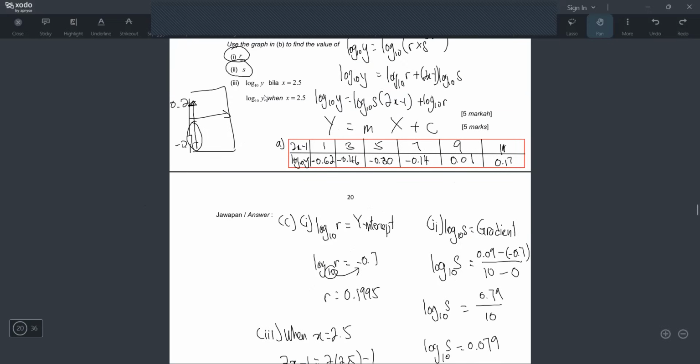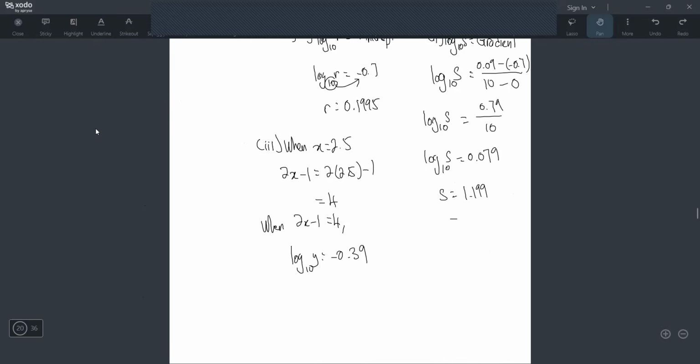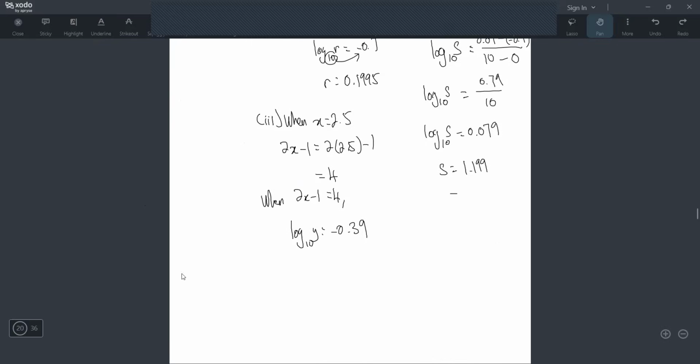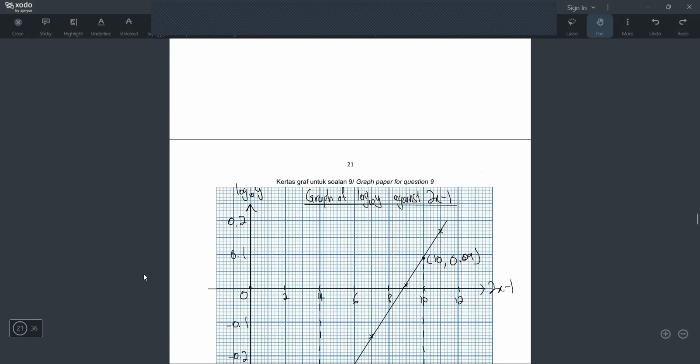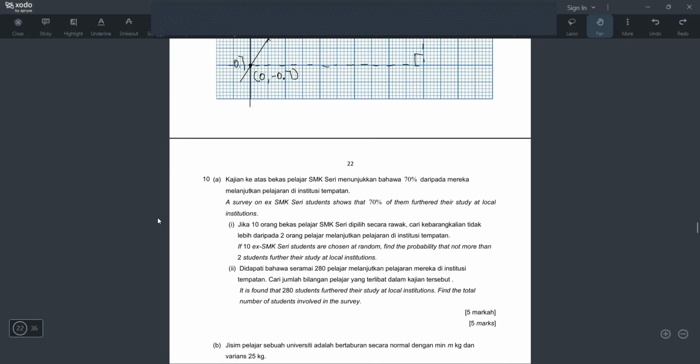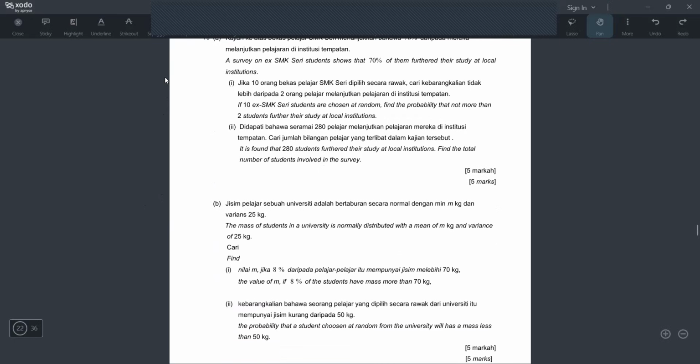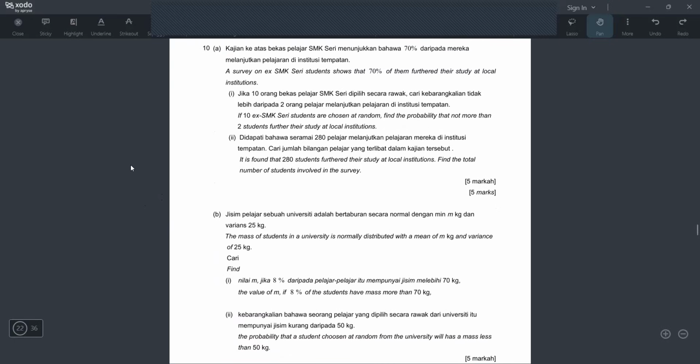Tapi for soalan number 3, they want to find log y. Dia tak nak cari y. That is why the log y sudah set already. Unless they ask you to find y lah. If they ask you to find y, then you have to do anti-log. So this is how you get full marks for the linear log question. And it's worth 10 marks, that question.